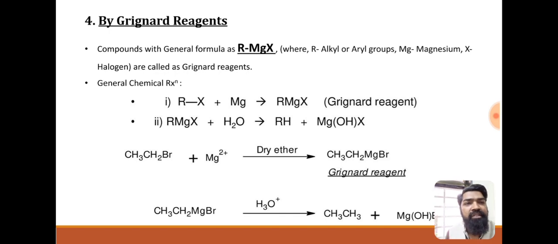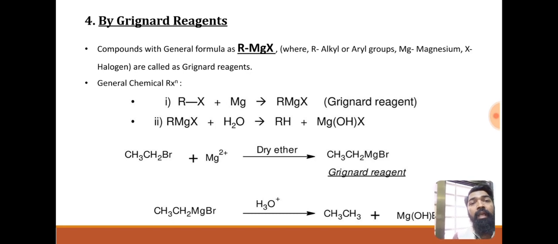We have the general formula on your screen. Please check if the Grignard reagent is available in your lab. If it is, you can use it. If it is not available, you can prepare it: RX plus Mg gives RMgX. My cat is fumbling me during the lecture. So, RMgX in the presence of water gives the alkane and the rest of the product.